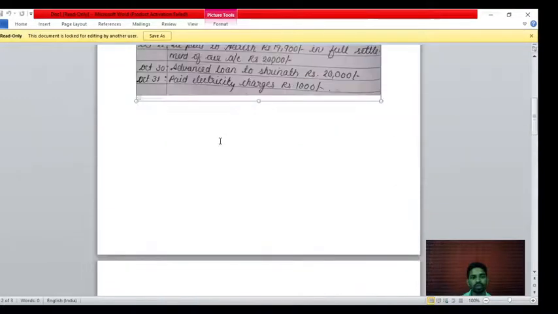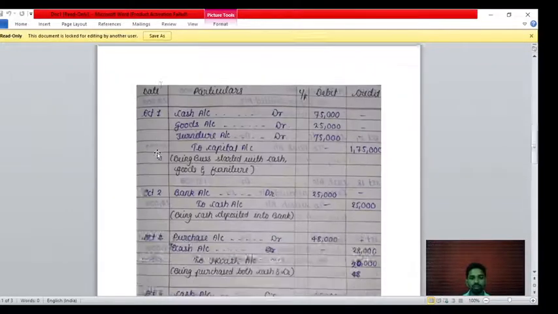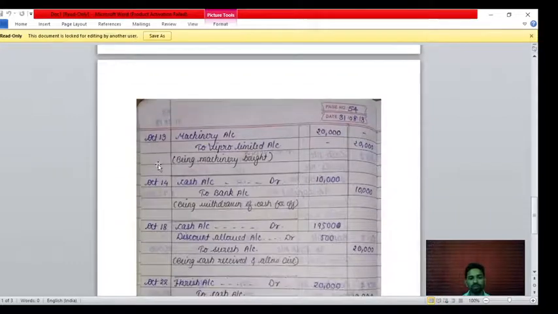Okay, so the next one is on 14th October, withdrawn for office use, rupees 10,000. Withdrawn for office use means cash is taken for the office use. So cash account debit to bank account credit, being cash withdrawn for office use.